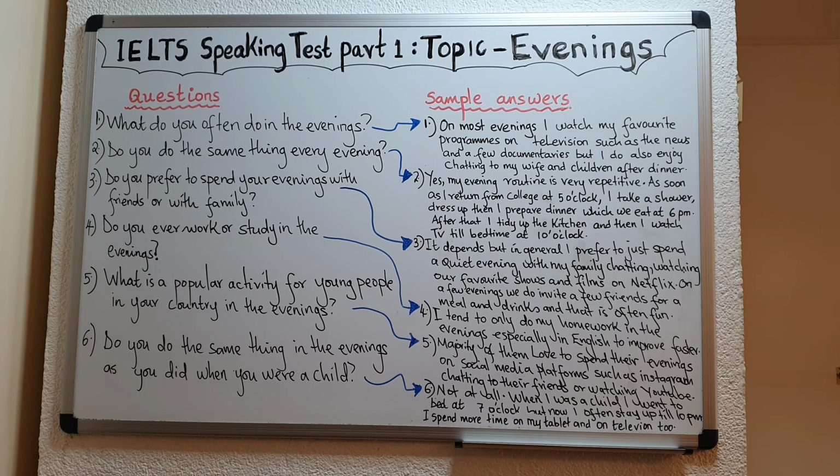So the examiner wants to know, do you do exactly the same things that you used to do when you were a child? Now, you may answer this question by saying, not at all. When I was a child, I went to bed at 7 o'clock. But now I often stay up till 10 p.m. I spend more time on my tablet and on television too. So the answer is no, you do not do the same things that you used to do when you were a child. And one of the things that you do not do is you don't go to bed early, as you used to when you're a child.